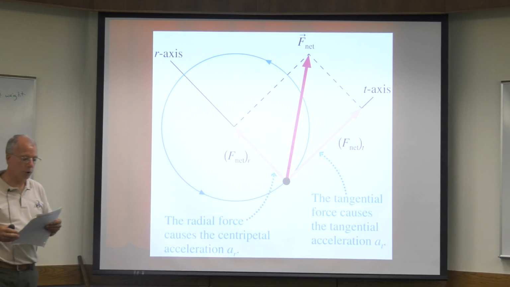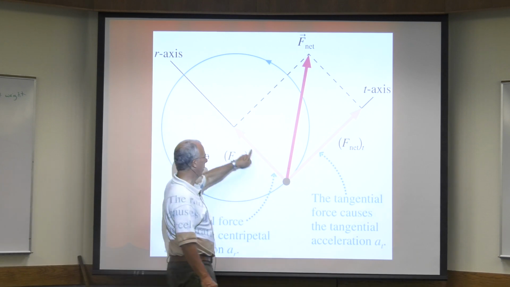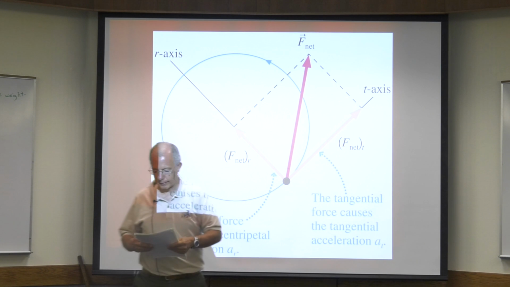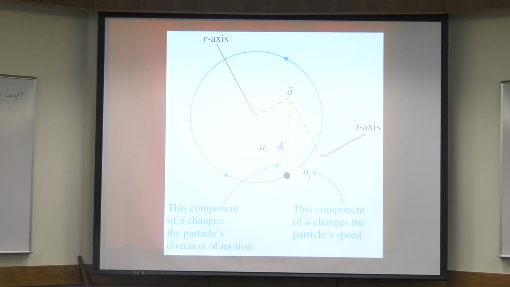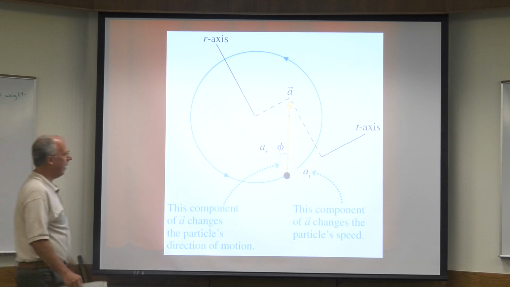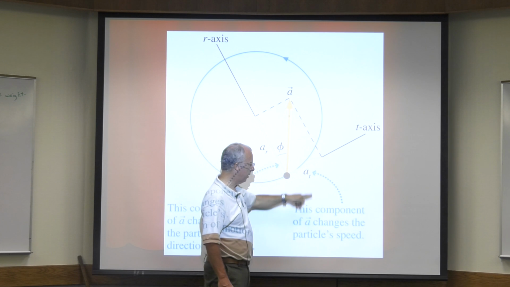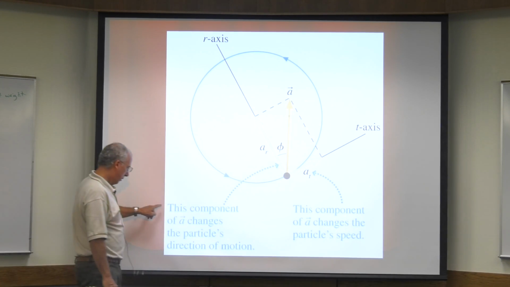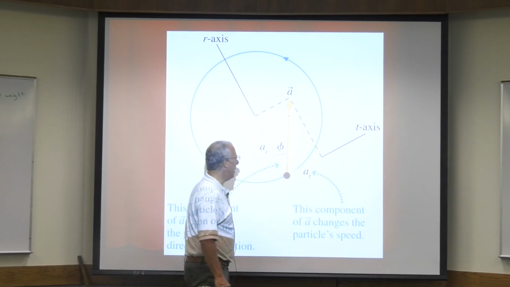Okay, so there's two forces, right? There's the radial force that makes you go in a circle, and there's this thing that makes you either go faster or slower. So if there's two forces, there's two accelerations. We learned that a long time ago, right? So this is the a sub r, makes you go in a circle. This is the a sub t, changes the speed. This a sub r changes the direction. A sub t changes the speed.